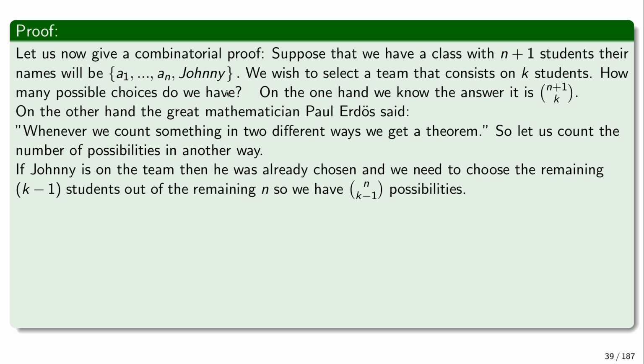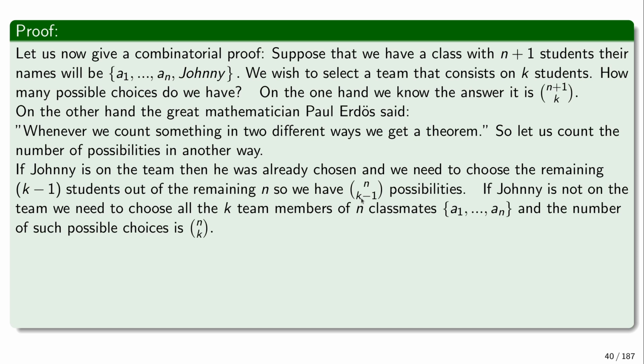Suppose that we know that Johnny is in the team. Suppose that we decided that Johnny is in the team, then basically here we don't have a choice, and then we have to choose the k minus 1 remaining team members from the n team members. So we have n choose k minus 1 possibilities if we know that Johnny is on the team. On the other hand, if Johnny is not on the team, right, then we need to choose the k team members out of those remaining n elements, right?